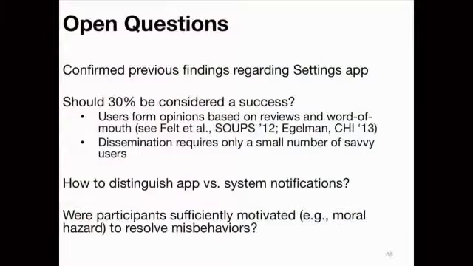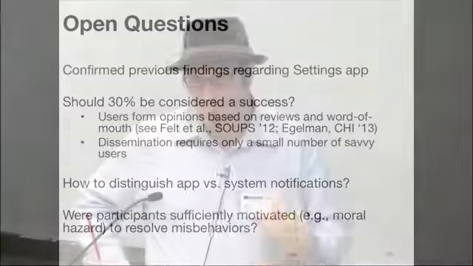So from this, there are a couple open questions. We confirmed our previous findings regarding people intuitively going to the settings app to look at the cause of changes. But the question is, should that 30% during the wallpaper misbehavior be considered a success? While this was a significant improvement over the status quo, 30% seems like a low number. I would argue that, yes, this is a success.